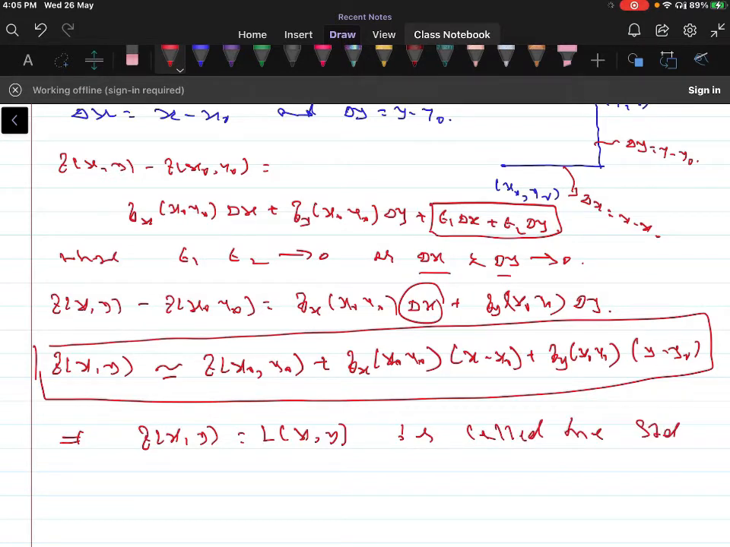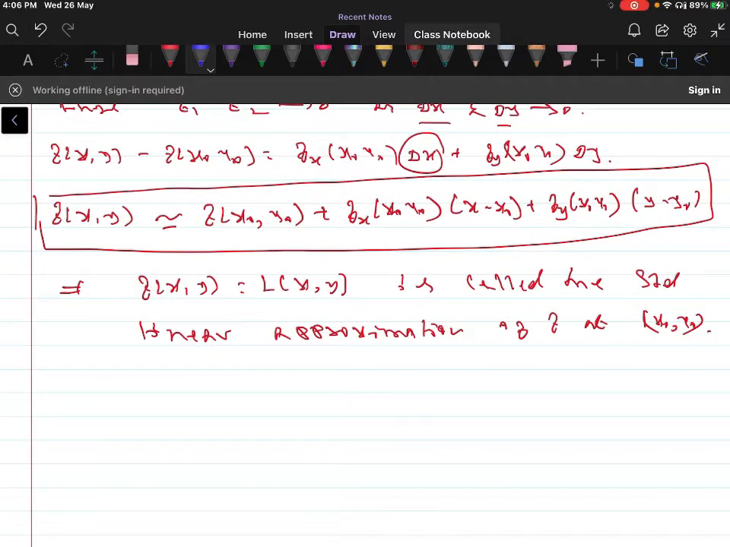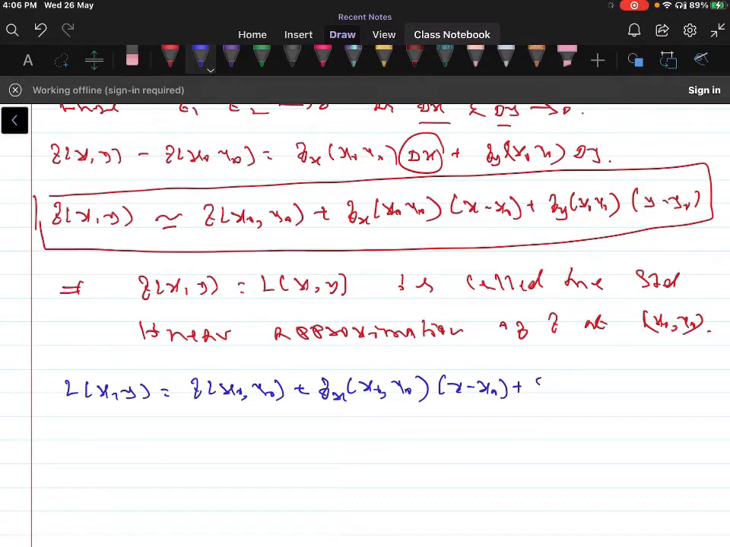standard linear approximation of f at the point x naught comma y naught, where L of x comma y is equal to f of x naught comma y naught plus fx at the point x naught comma y naught into x minus x naught plus fy at the point x naught comma y naught into y minus y naught.